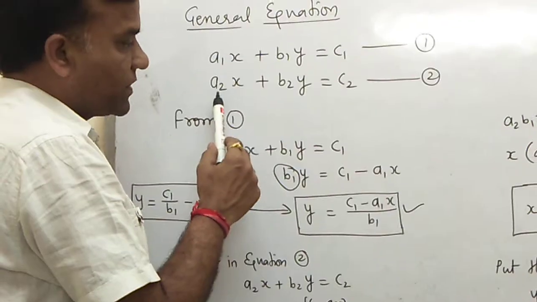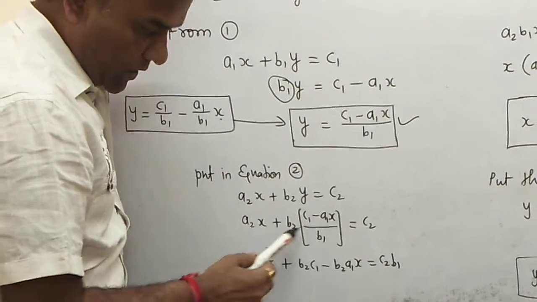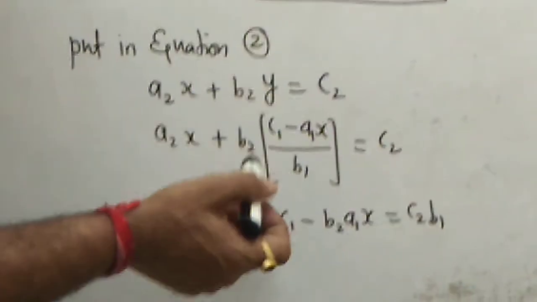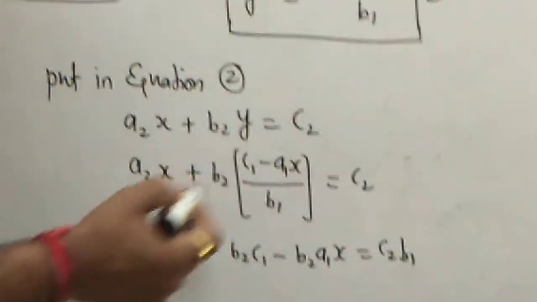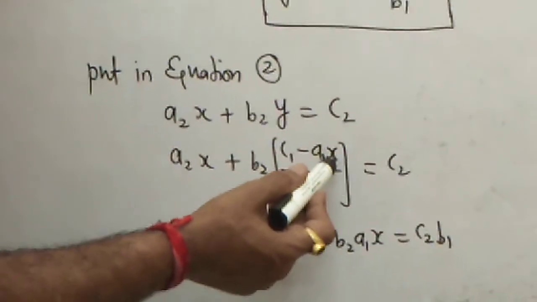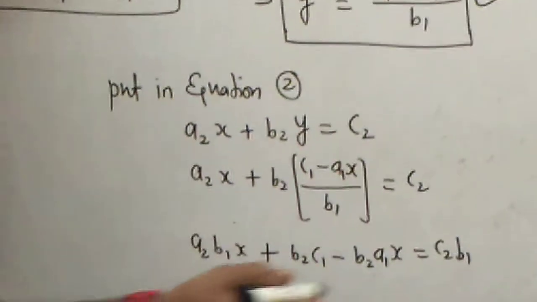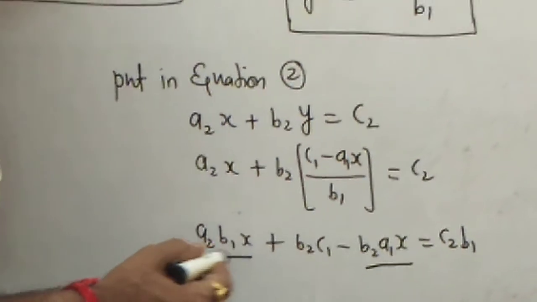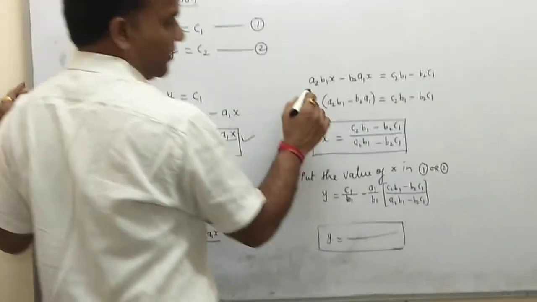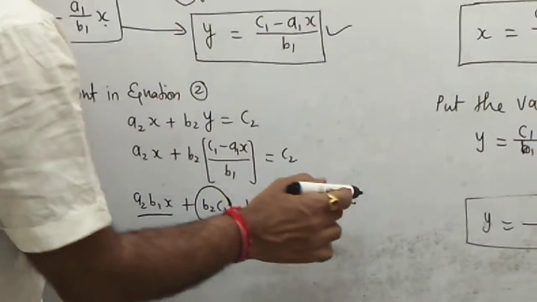Again we write down equation 2, a2x plus b2y equal to c2, the whole equation, and then put the value of y. Then taking the LCM, I multiply all the elements by b1. So a2 b1 x plus b2 c1 minus b2 a1 x equal to c2 b1. Okay, now we have x terms. First we separate the like terms, and the unlike terms we transfer to the right hand side.